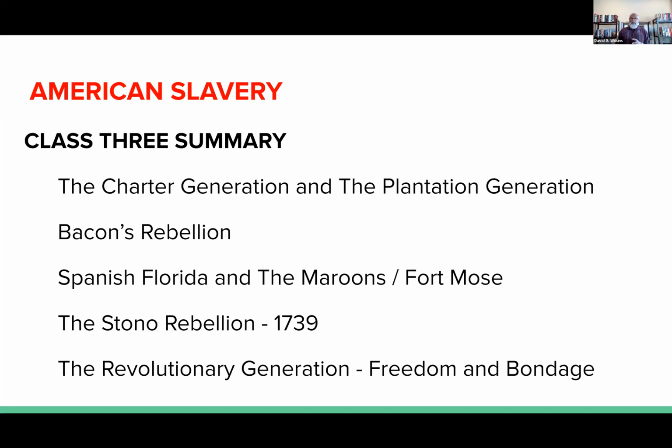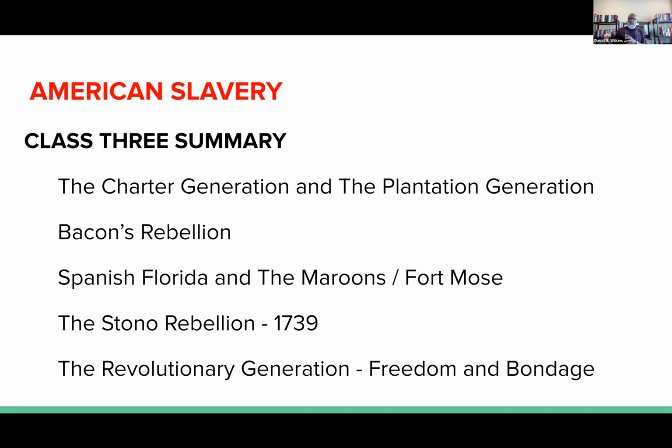Plantation generation would be that next era, the next 150 years, where indeed the plantation system would be established in the US, particularly in the early 19th century in the South, with the well-established cotton plantation society.